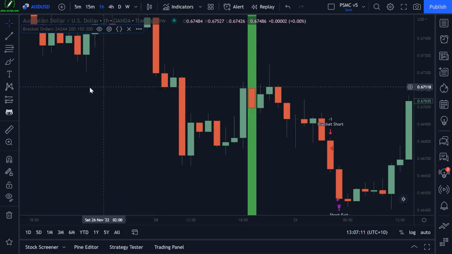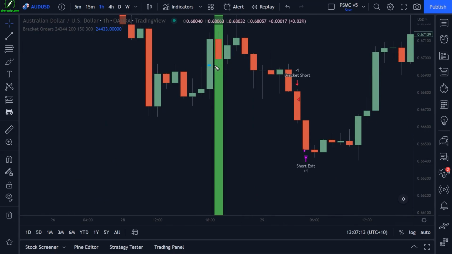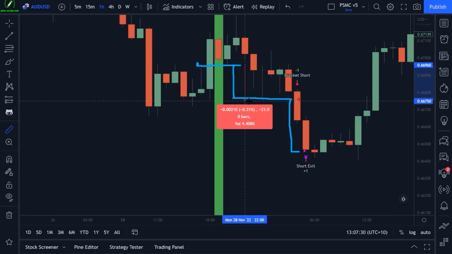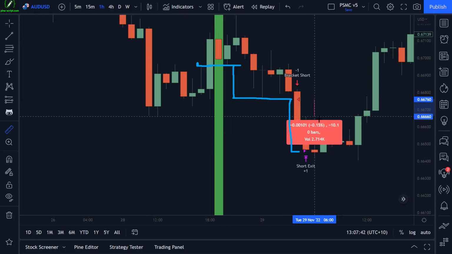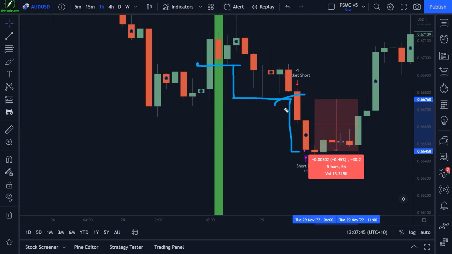So if I measure this out, in this example trade, we placed a sell stop 20 pips below the candle's low, and the take profit was placed 30 pips from the entry. Here's the candle low. We have about 20 pips to our entry sell stop, and then our target is another 30 pips below that entry price.